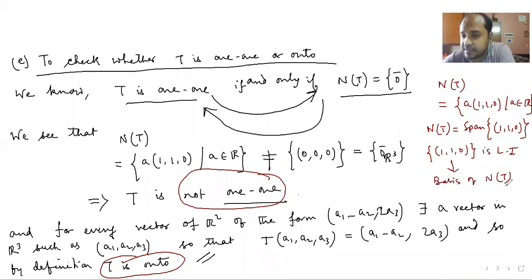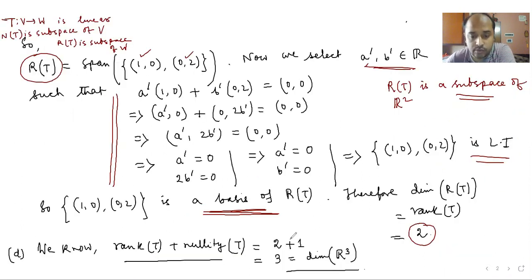And since it becomes a basis of NT, it contains only one element, and therefore the dimension of NT is equal to 1. Now rank T is 2, nullity T is 1, so their sum is 3, and you know that the dimension of R3 is also 3, and therefore it satisfies the rank nullity theorem, or dimension theorem, whatever you call it. So understood? Oishik Mathur? Yeah, okay.